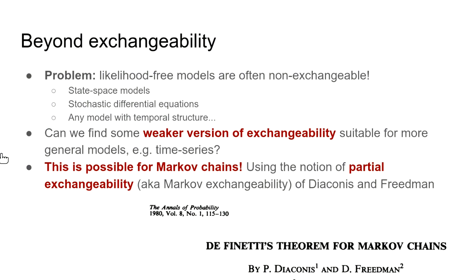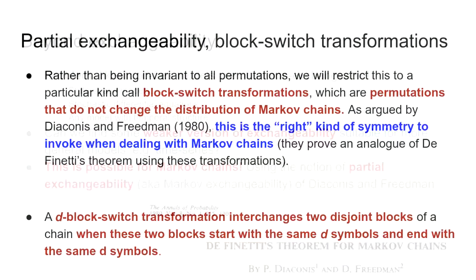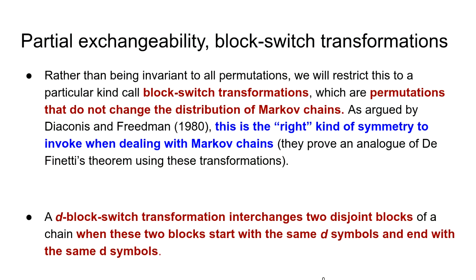How does this partial exchangeability work? The idea is that, of course, since we're not exchangeable, we don't want to be invariant to all permutations. So we want to find some permutations where it's still desirable to be invariant. And those permutations will be called block switch transformations. I will describe them quickly. Those transformations will be specific sorts of permutations that do not change the distribution of the Markov chain. Of course, if you have a Markov chain and you just permute the elements, the distribution will change, but with those specific permutations, it won't change. And as argued by Freedman, this is the right kind of symmetry to invoke when dealing with Markov chains.